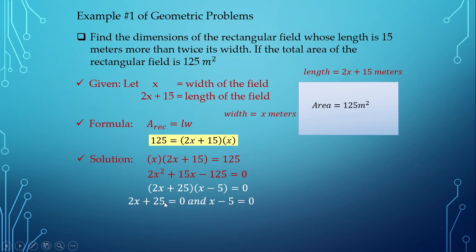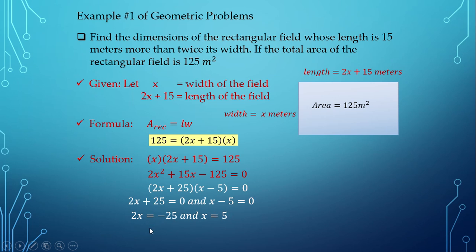So, 2x plus 25 equal to 0, and x minus 5 equal to 0. Then, to simplify further, 2x equal to negative 25 because the 25 transfers to the right side and becomes negative 25. And on the second binomial, x is already equal to 5 because negative 5 transfers to the right side as positive 5. So, the second value of x is solved, which is positive 5.